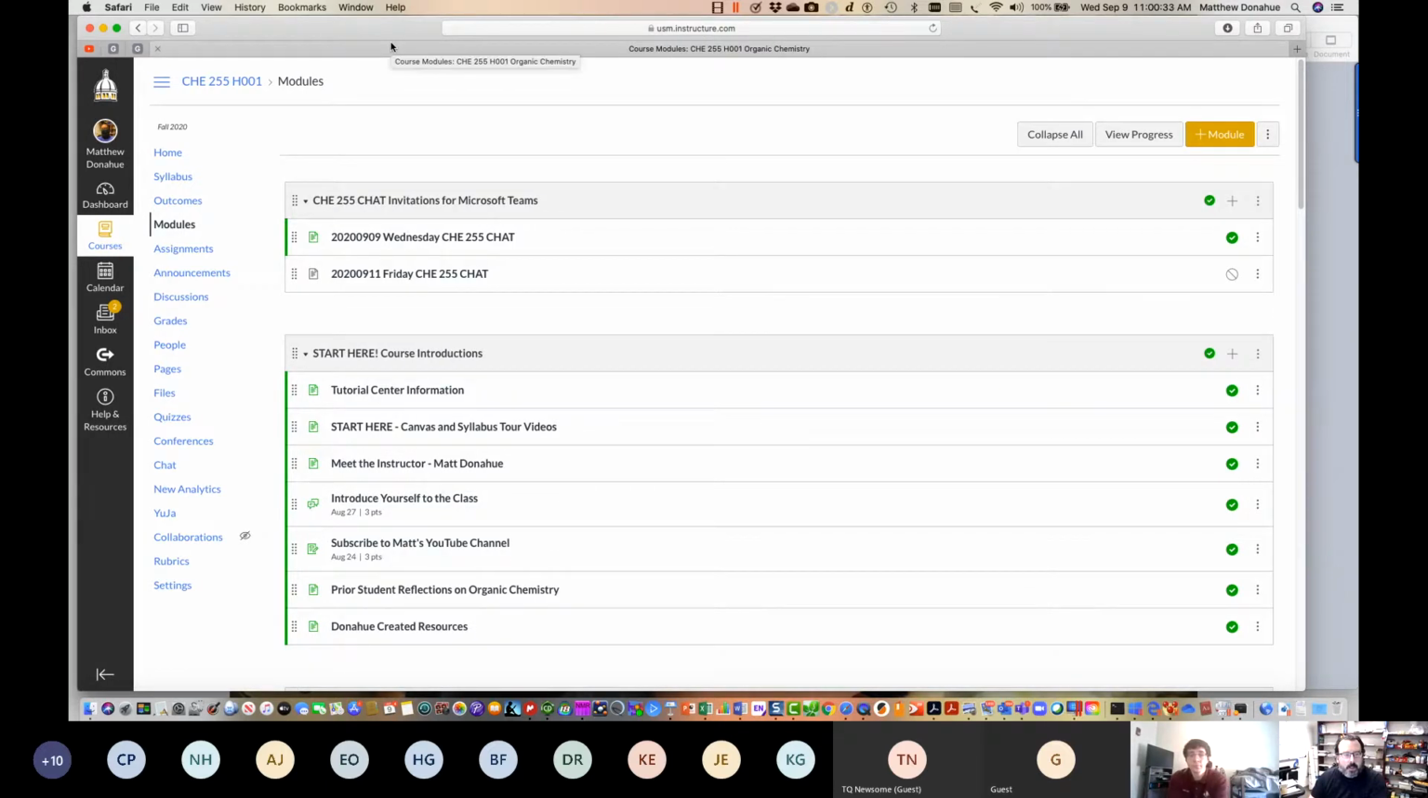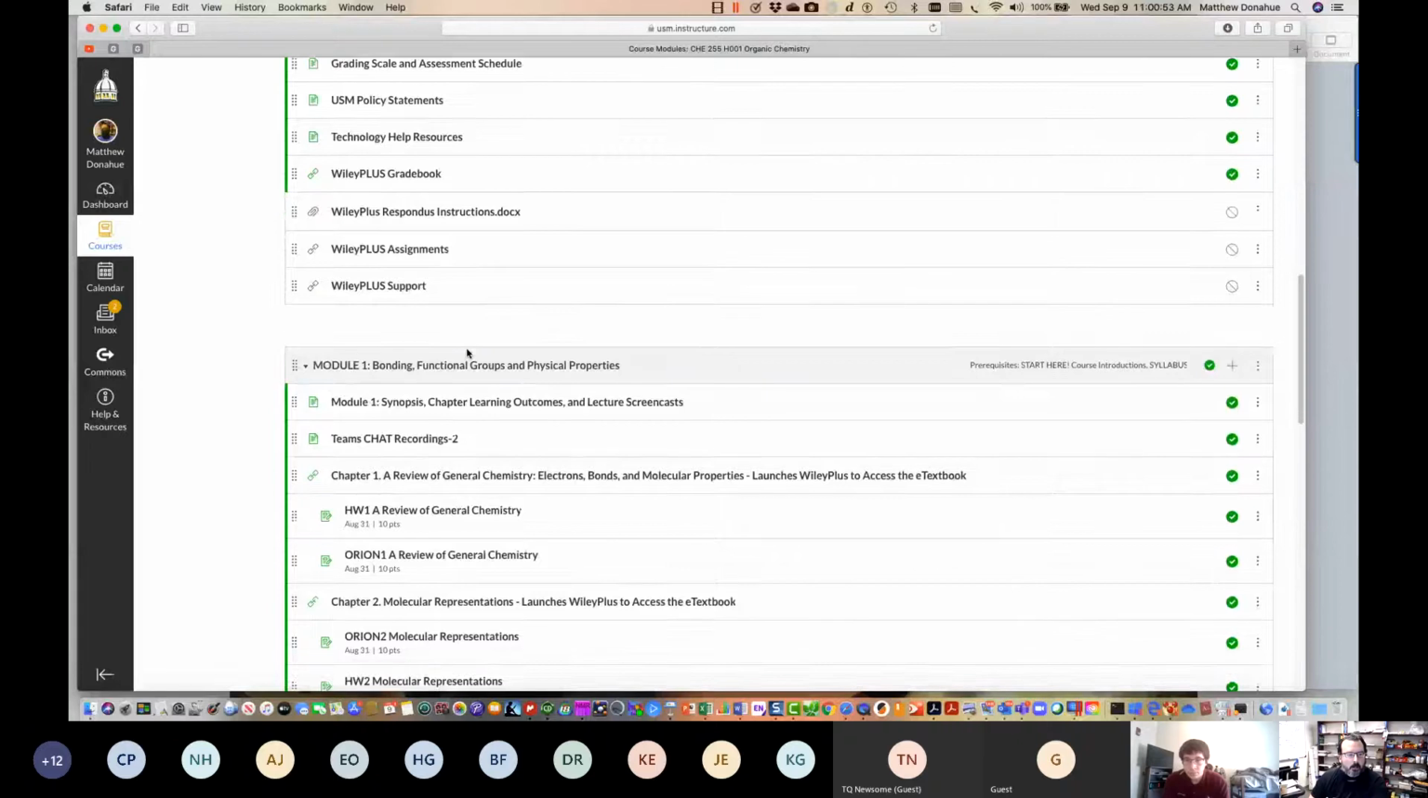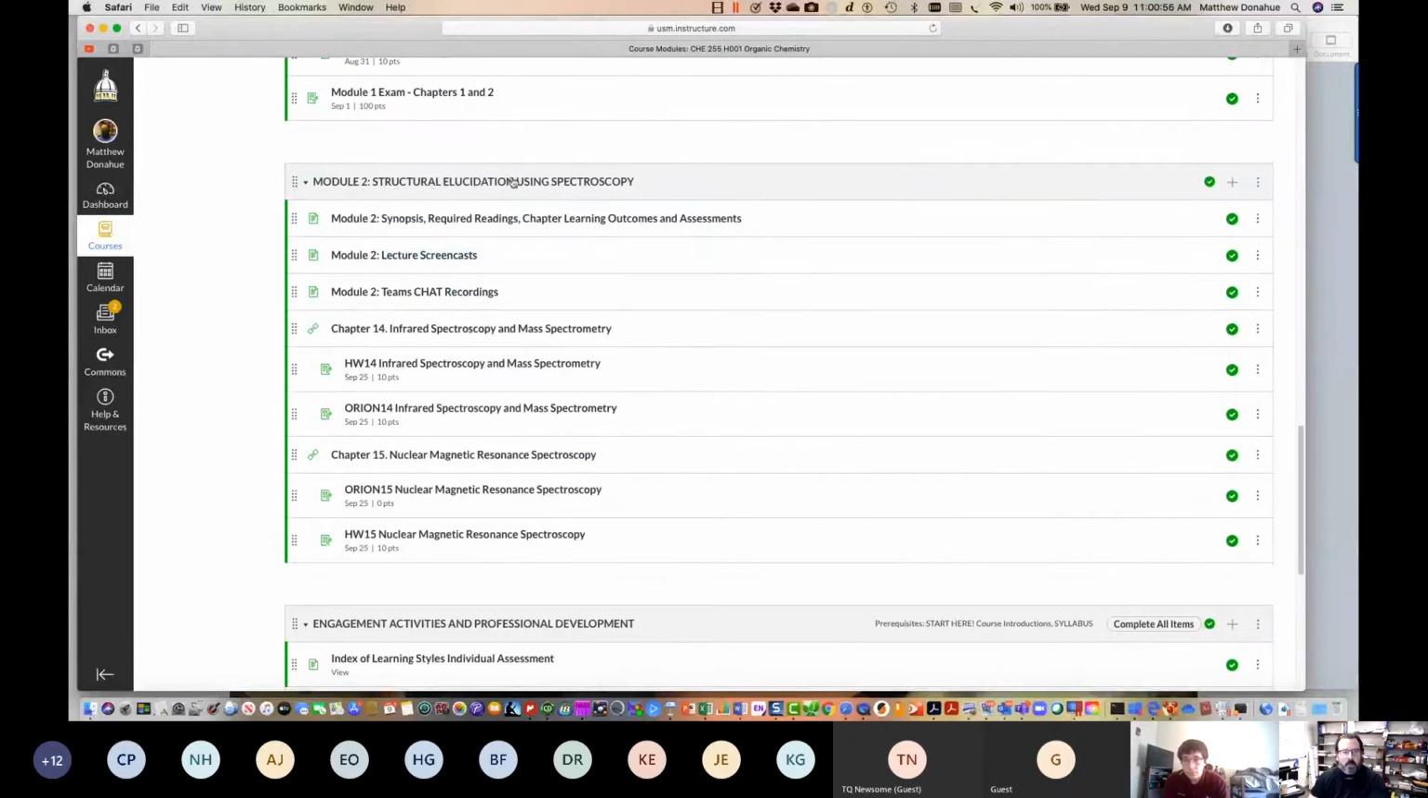There were some questions about grades not transferring over from Wiley Plus. I'm not going to click in there because that will bring up everyone's grades. But basically, the remedy is down in your module here, Module 2, structural elucidation using spectroscopy. When you click here, that opens the online reading for chapter 14. And to access the homework, you have to click this link here, or the Orion link.